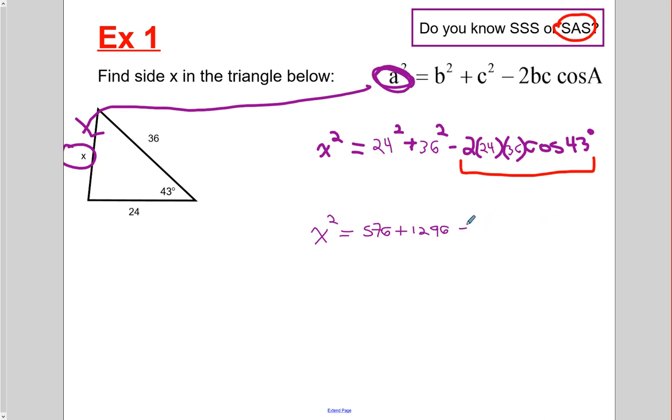And then I'm subtracting this whole thing. I got to multiply all of that out. So that's 2 times 24 times 36 times cosine of 43, which is just some decimal number, right? 0 point something, something, something. So I did my exponents first, order of operations. Now that I've done my exponents, I can do my multiplying. So let's do that. Let's multiply all this stuff together. 2 times 24 times 36 times cos of 43.